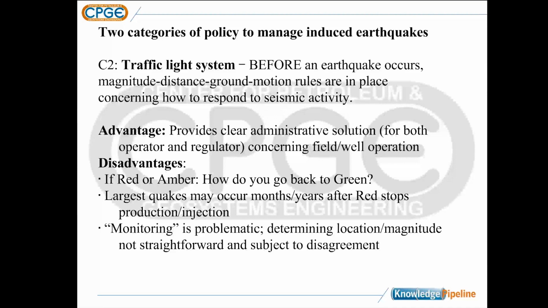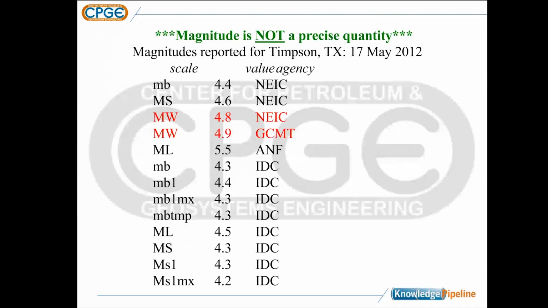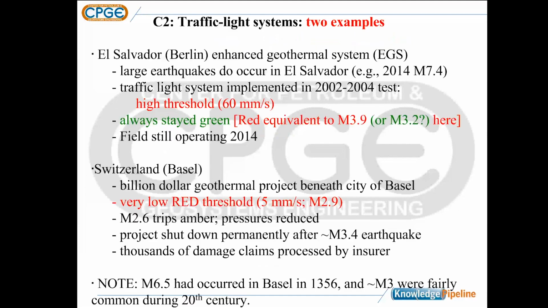Magnitudes are not a precise statistic either. For an earthquake that occurred in East Texas in May of 2012, these were the magnitudes reported. The NEIC, which is the USGS, reported 3 different magnitudes from 4.4 to 4.8 using different scales. The International Data Center reported no fewer than 8 magnitudes. And so what we see is that the magnitudes were reported between 4.2 and 5.5. So if you're going to have a traffic light system, you need to define very clearly whose magnitude you're using and whose location you're using.